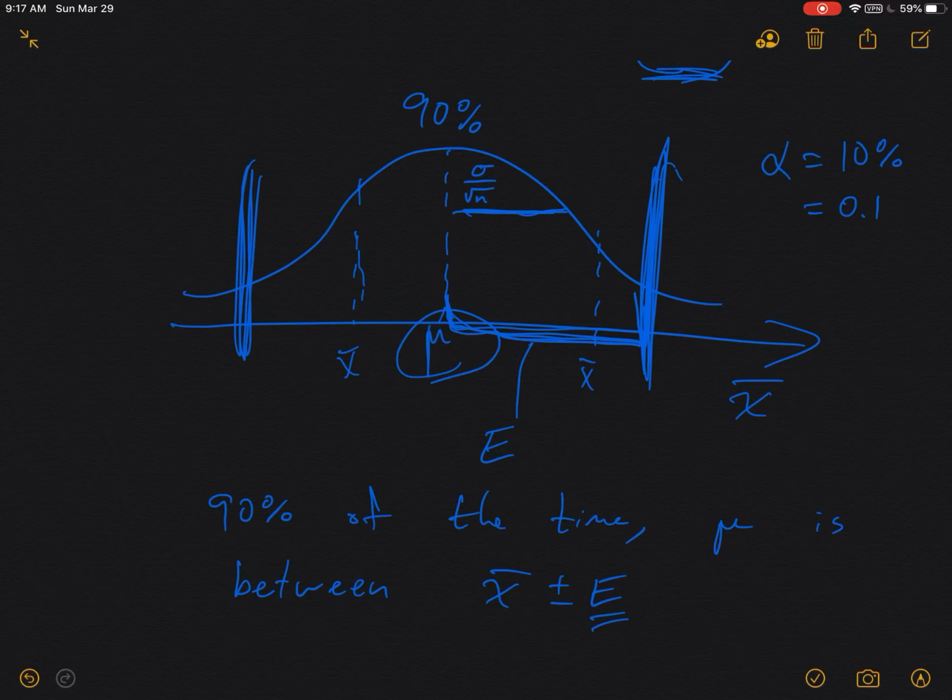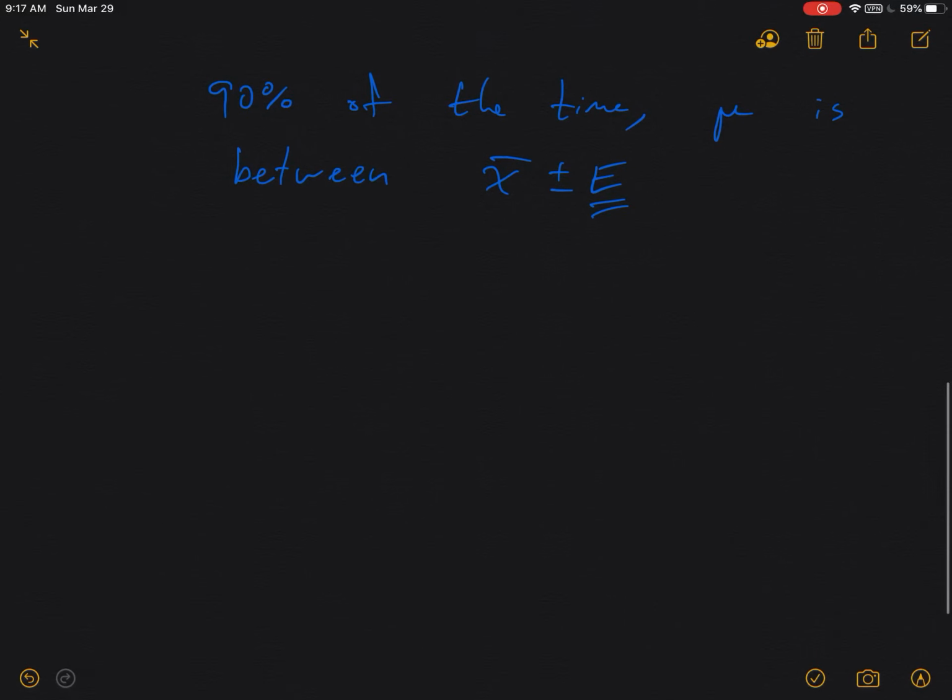But if 10% of the area lives on the outside of these vertical bars, that means that 5% of the area lives over here. So alpha over 2 would be 0.05. That'll be the area on this side and also the area on the left. So alpha over 2 would also be the area over here on the left side. Okay. So what we can do is think about the z-scores that we talked about last week.